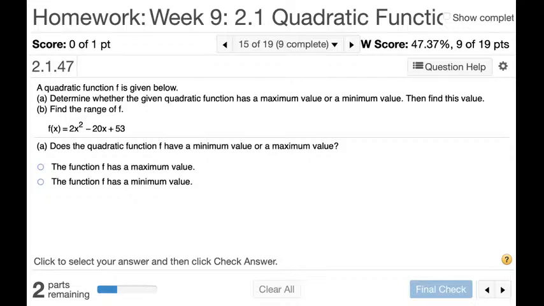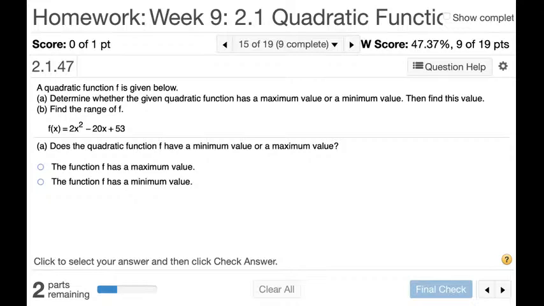This comes from section 2.1, question 47. It says a quadratic function is given. Determine whether it has a max or min and find it. So part A says to find, or let me see. I want to put max or min and put a question mark.